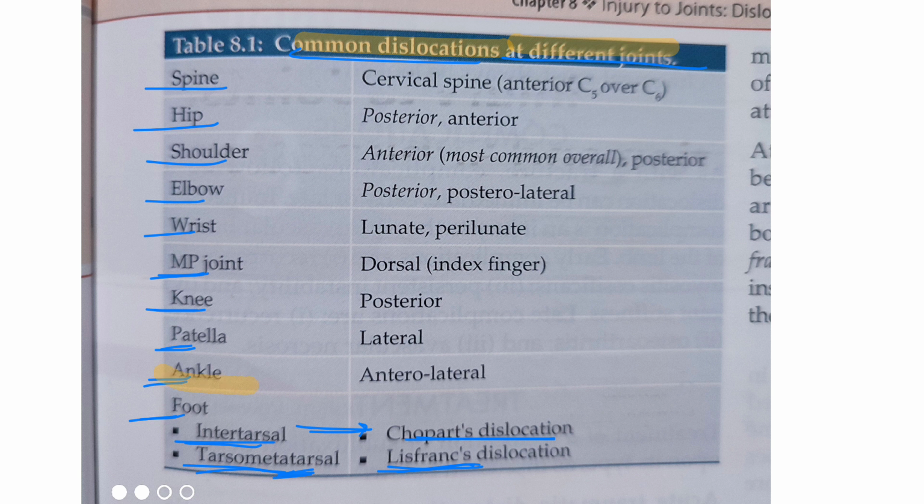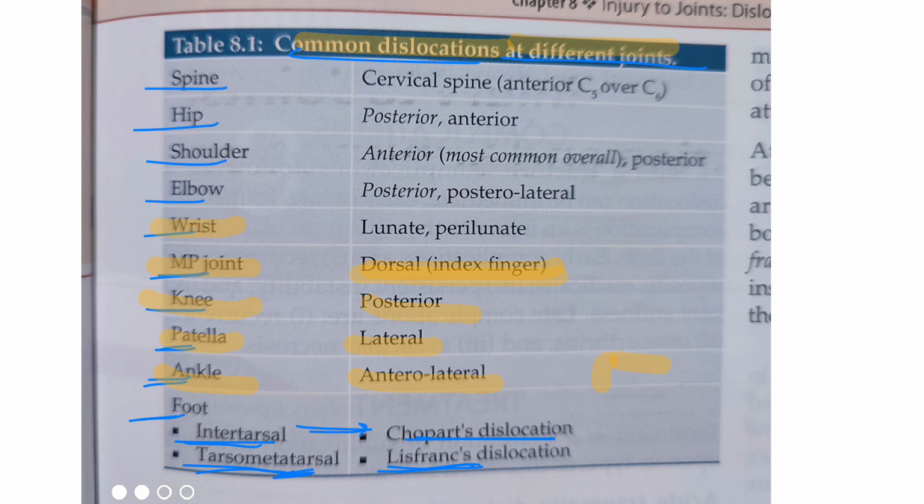Then in ankle, anterolateral side. For patella, lateral. For knee, posterior. MP joint, metacarpophalangeal joint, dorsal. It goes dorsal, that is index finger.